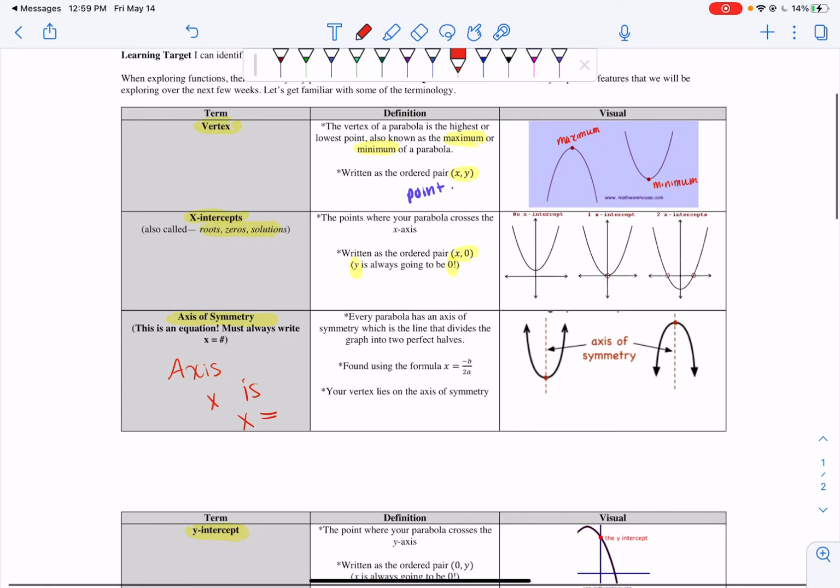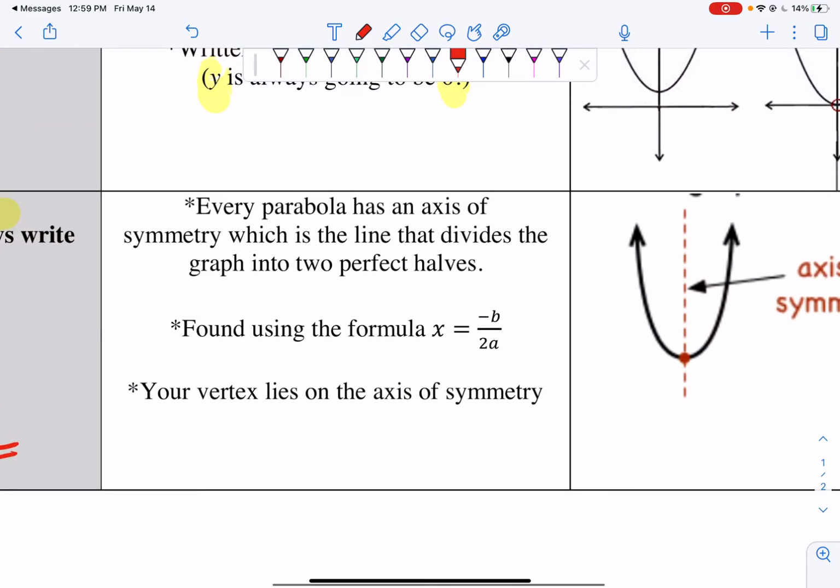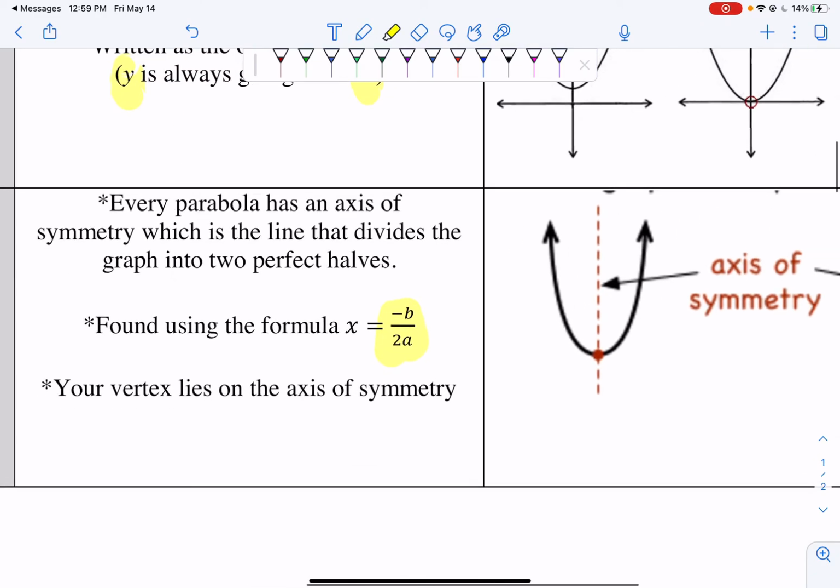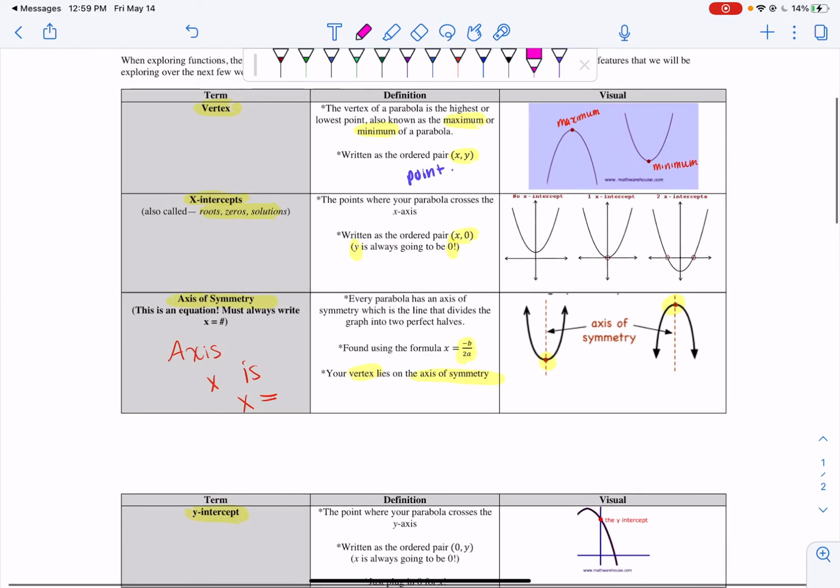Just a little note: every parabola has an axis of symmetry, which is the line that divides the graph into two perfect halves. It can be found using the formula x equals negative b over 2a. We're going to learn how to do that in a few days. Your vertex lies on the axis of symmetry, just like here. If you look, I can draw in a line, and it will look the exact same on both sides of my parabola. That's what we mean by axis of symmetry.